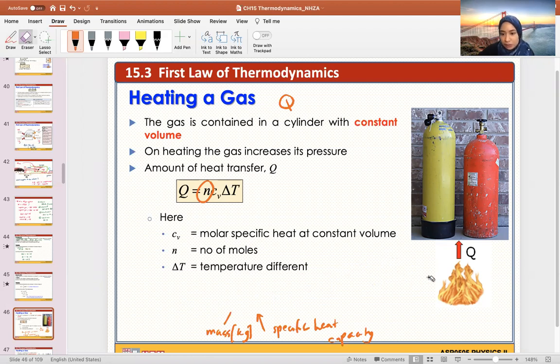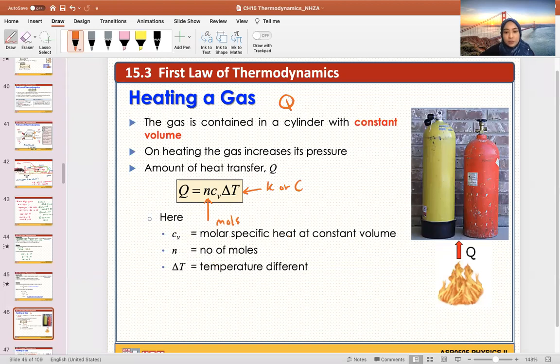Okay, I'm just trying to relate back to what we have learned. So in the previous chapter, we have m c delta T. In this chapter, we have n C delta T. n refers to the number of moles. Okay, moles. Delta T in Kelvin or Celsius.